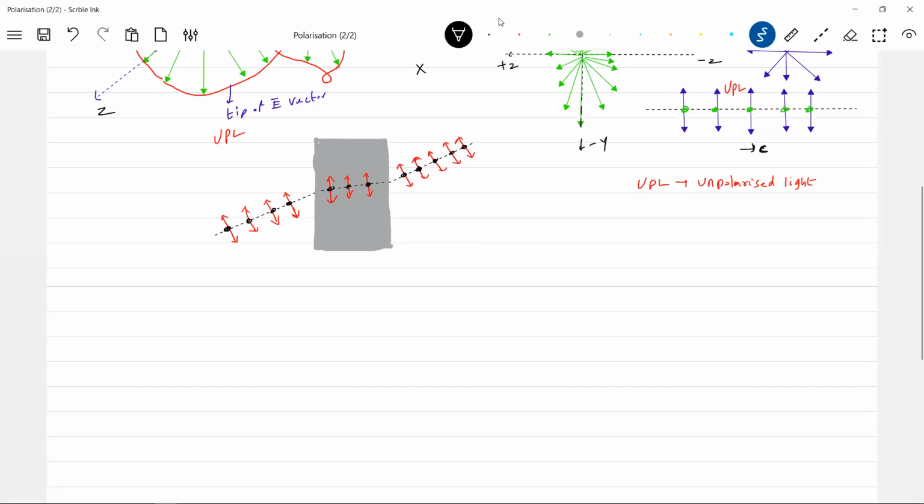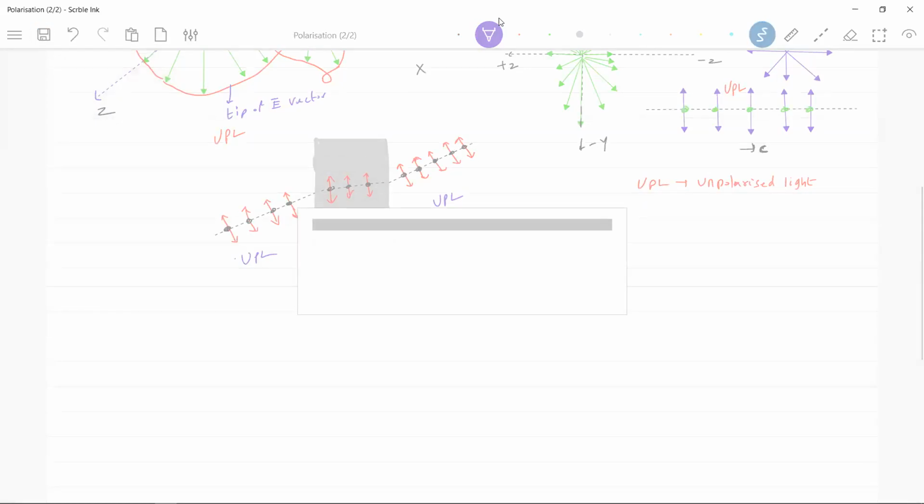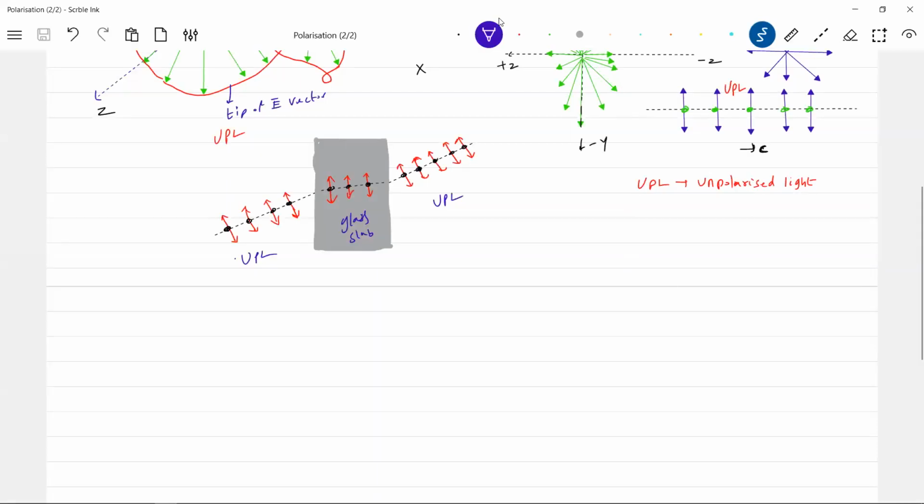Okay, this was the slab, no? Glass slab. The glass slab will not do anything to these vibrations. It will just permit them to carry on, however you want to move, however you want to rotate, you carry on, the glass slab says. There's an unpolarized light. They may ask you very simple questions like this. That's why I'm trying to put everything in a diagram, because you open the book, you have just some two or three pages, that's all.